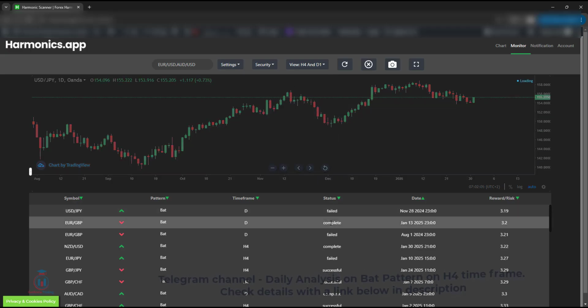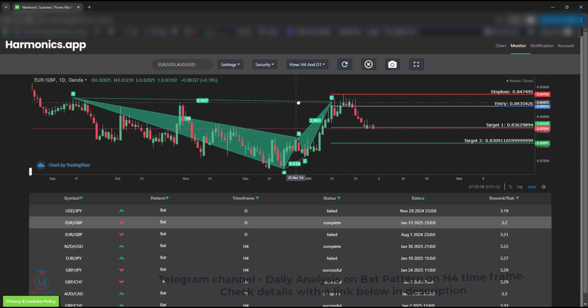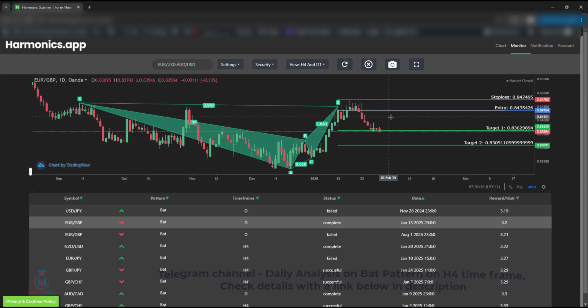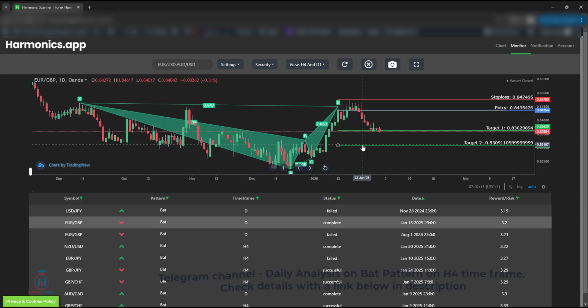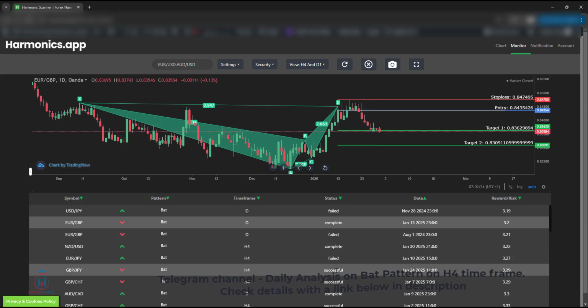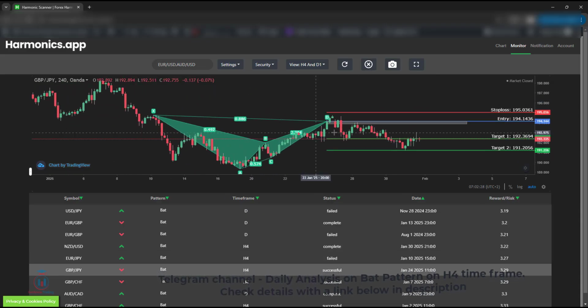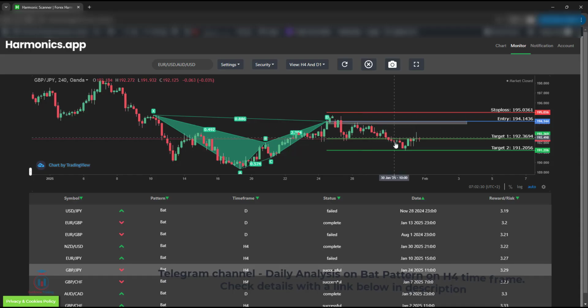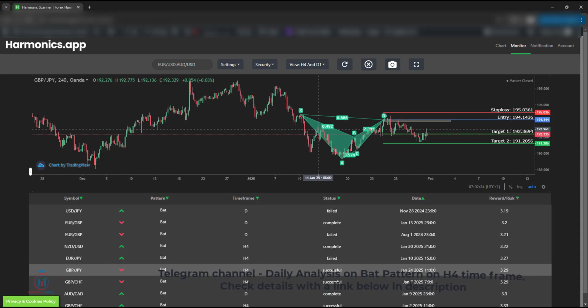When you have a complete one, it's not failed and it's not successful, which means the pattern is still valid for trading, and the price did not reach a stop loss and did not reach the take profit 2 level. It can be that the price has reached the take profit 1 level, and that's why you can still trade this one. Then you have a successful one, which means the price has reached the take profit 2 level and did not go to the stop loss, which means a successful one if you had traded this one.